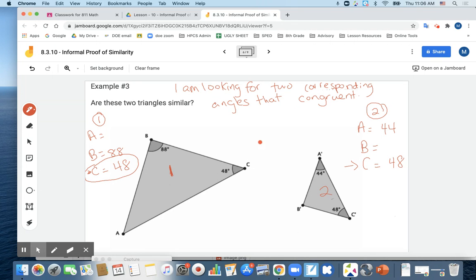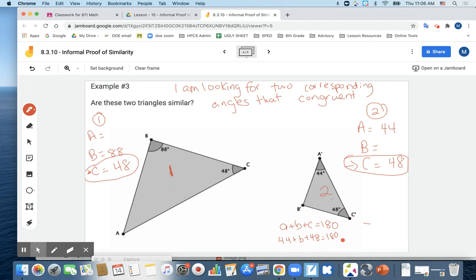So I already see that they have C in common. C here and C here is the same. So now I know I just need one more to say that they're similar, right? So I'm going to check to see what the missing angles are. So I need my theorem again, right? A plus B plus C equals 180. So I have A plus B plus 48 equals 180.